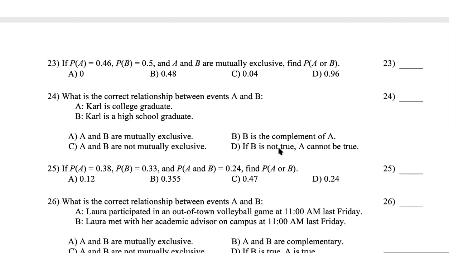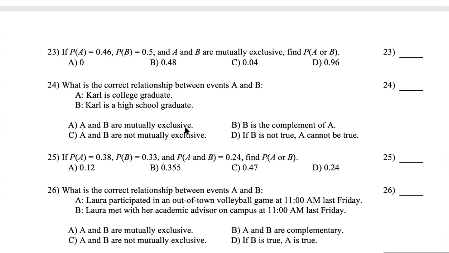If B is not true, that means Carl is not a high school graduate, so Carl cannot be a college graduate. Is that true or false? That is false. Everybody, be careful here. We have those homeschool cases. You don't have to graduate from high school, but you can still go to college. So D is not right. The only answer here is C. Someone says we have two correct answers, C and D. No, that's not right.